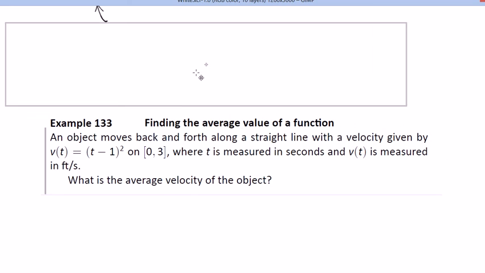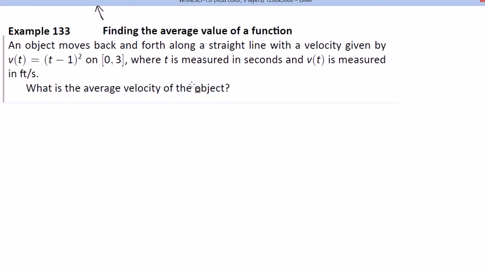I want you to look at this problem like this. First, let's read it together. An object moves back and forth along a straight line with the velocity given by this function, t minus 1 cubed, between 0 and 3 seconds. What is the average velocity of the object? I want you to look at it like this.